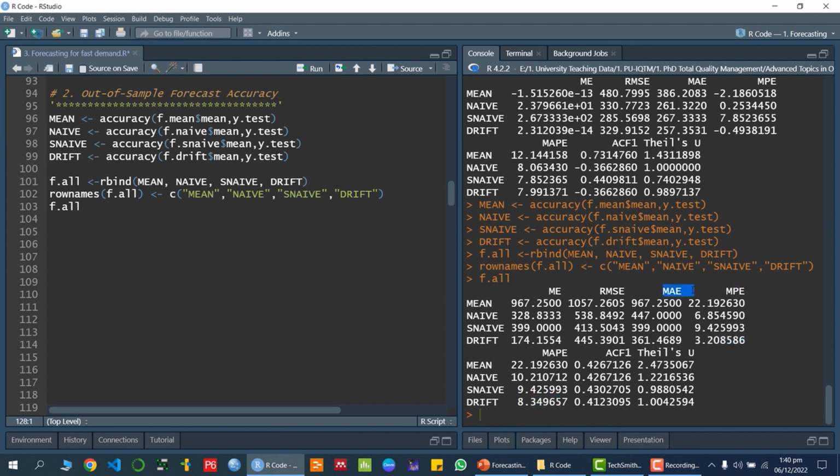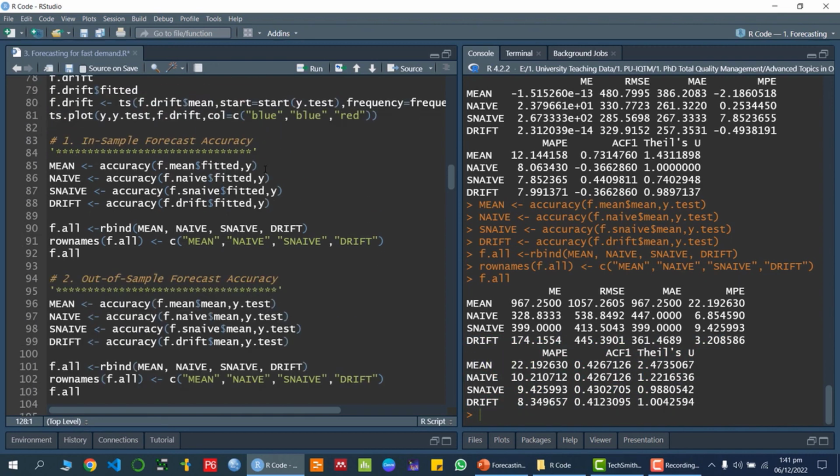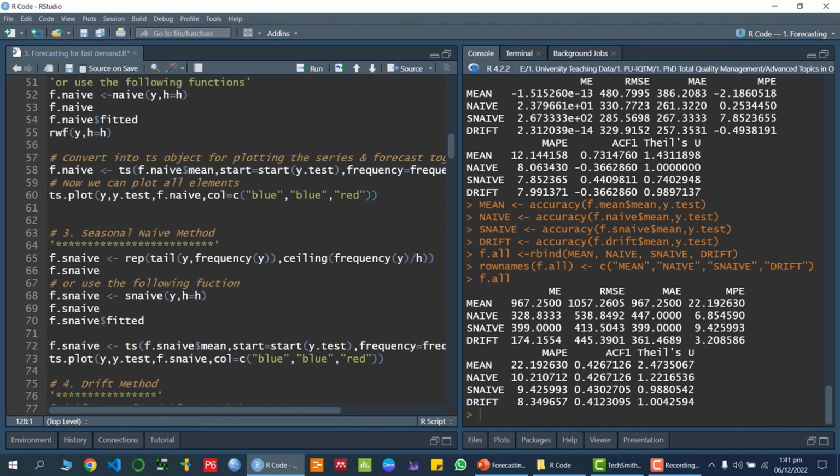So against mean absolute error, the best method is the drift method. Depending upon what kind of measure of accuracy you are using, you can pick. We can see that with the help of mean absolute percentage error, mean absolute error, as well as mean percentage error, the drift method is giving us the better forecast compared to others.